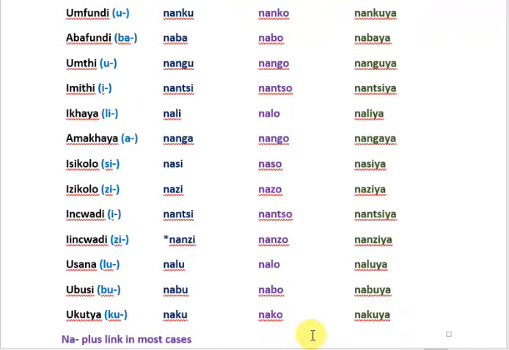The rest are easy. The remaining three with lu and bu and ku. So we will go straight to ku, shall we? Naku, nako, nakuya. So how do we form these? In most cases, it is na plus the link. Naku, nabu, nalu, nazi, nali, and so on.